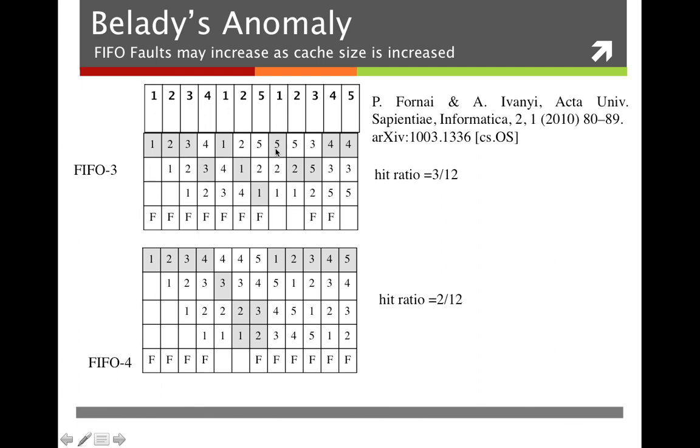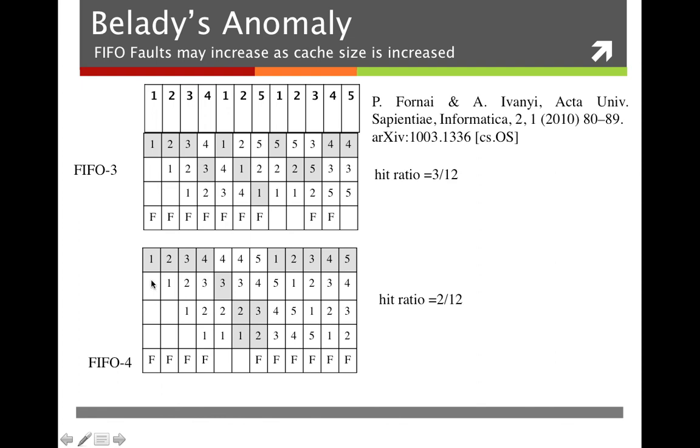Now 5 is there, no fault. 5 is there, no fault. Then 3 comes in, it's a fault. Then 4 comes in, it's a fault. And then no fault. So now if you count the number of times that we didn't really have a problem, it's 1, 2, 3. So the hit ratio is 3 out of 12.